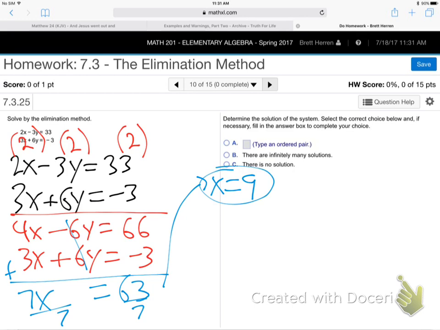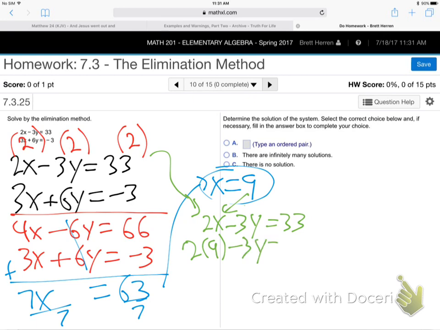All right, so x is 9. Now plug it in for y. Go get y. So 2x, oops, kind of running out of room here. So 2x minus 3y is 33. Plug in x. 2 times 9 minus 3y is 33. 18 minus 3y is 33. Good to there.